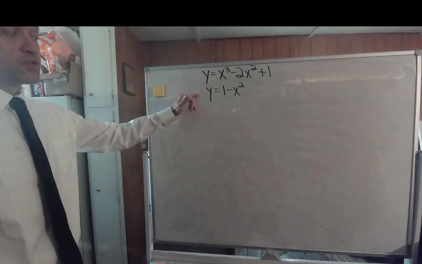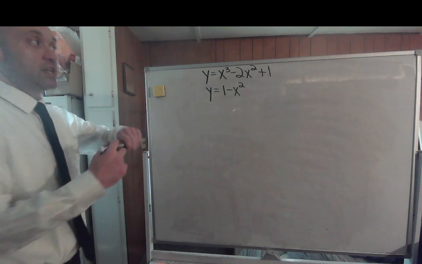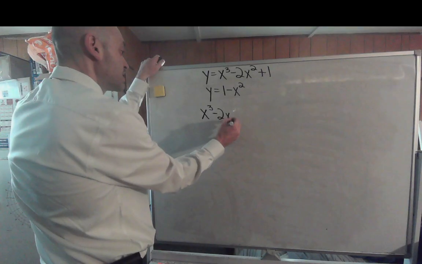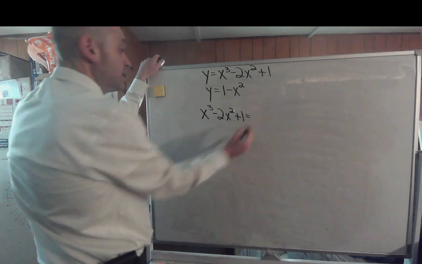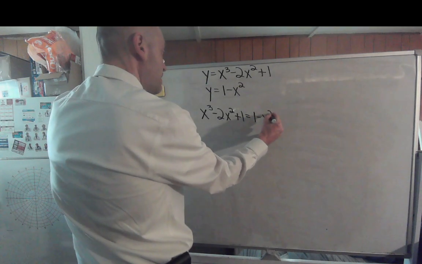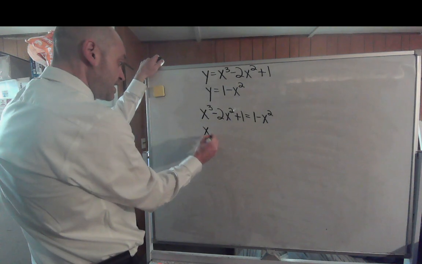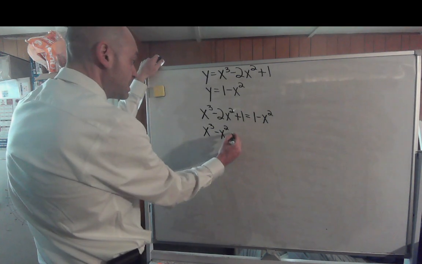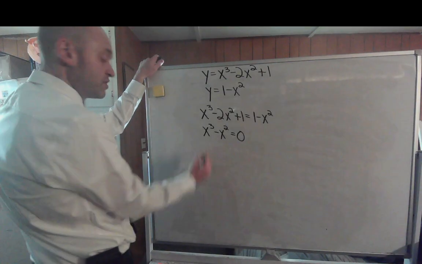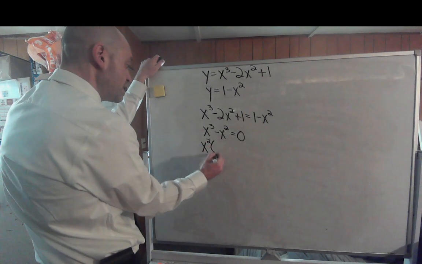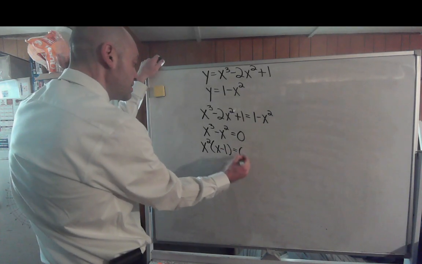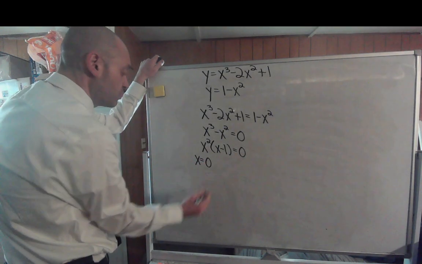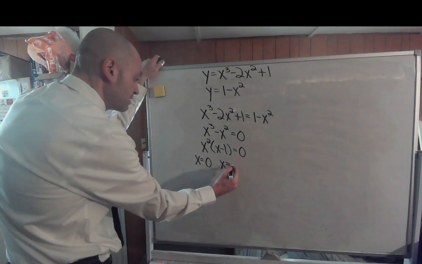Well, since y equals y, we can just set one equation equal to the other. So this would end up being x to the third minus 2x squared plus 1 equals 1 minus x squared, which should turn into x to the third minus x squared is equal to 0, which should factor nicely into x squared times x minus 1 is equal to 0. So you should get two solutions, x equals 0 and then x equals 1.